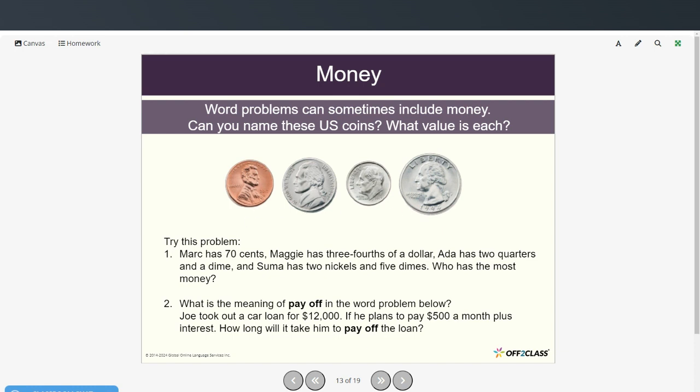Mark has 70 cents, Maggie has 3/4 of a dollar, Ada has 2 quarters and a dime, and Suma has 2 nickels and 5 dimes. So who has the most money? So we know that Mark has 70. 3/4 of a dollar would be 75 cents. So Maggie has 75. 2 quarters and a dime, so that would be 60 cents.